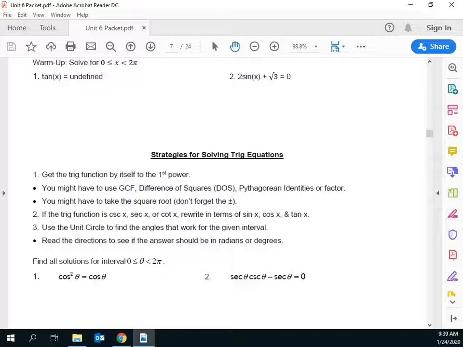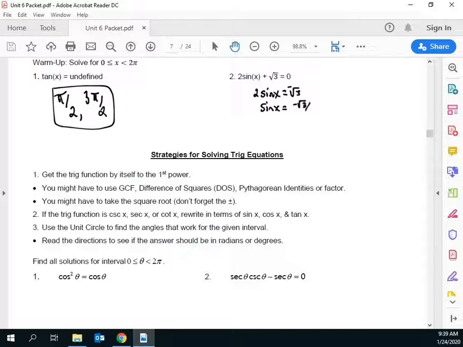Pi over 2 and 3 pi over 2. Bless you. What were the steps, guys, in order to solve and get sine all by itself? Peyton, what did you have to do to solve this equation here, number 2? Perfect. What else did you do? Okay. What did you do next?